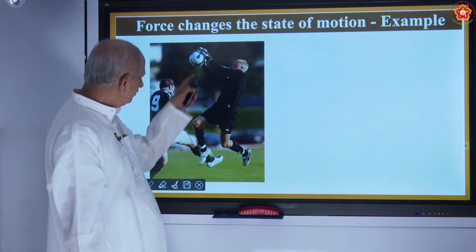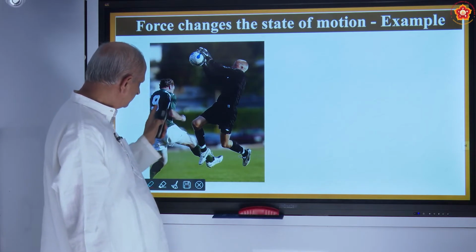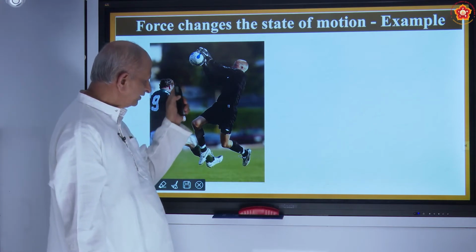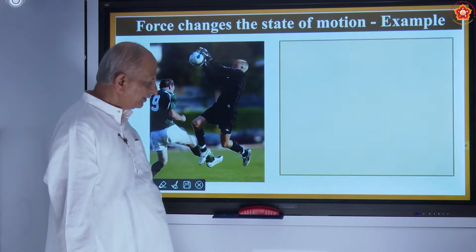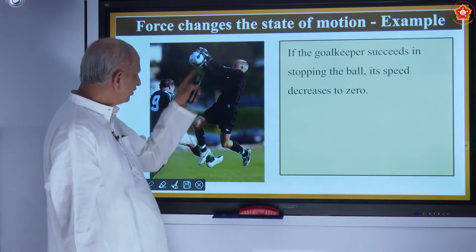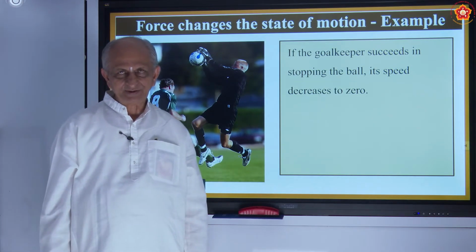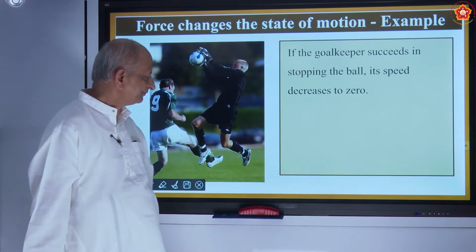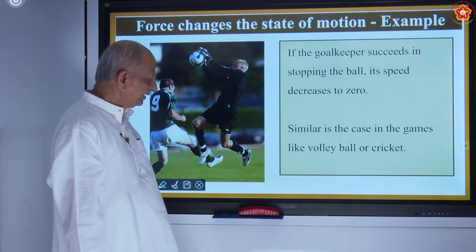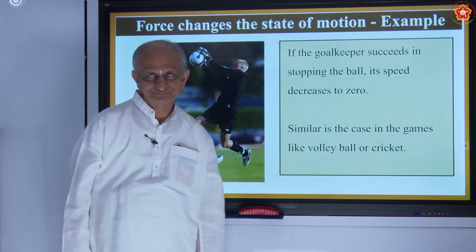Here, see how the goalkeeper has stopped the ball. This defender has kicked it and he thought that it will reach the goal. But the goalkeeper is very active, and succeeds in stopping the ball. He stops the ball. So what happens then? The speed of the ball decreases and it stops fully. So similar is the case in volleyball or cricket.